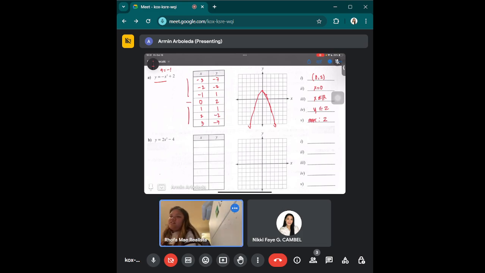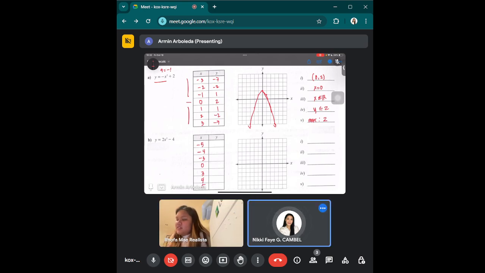Meron na po. So, okay. Did you use the same x values? Hindi po. Ano po yung ginamit mo? -5, -4, -3, 0, and then 3, 4, 5.